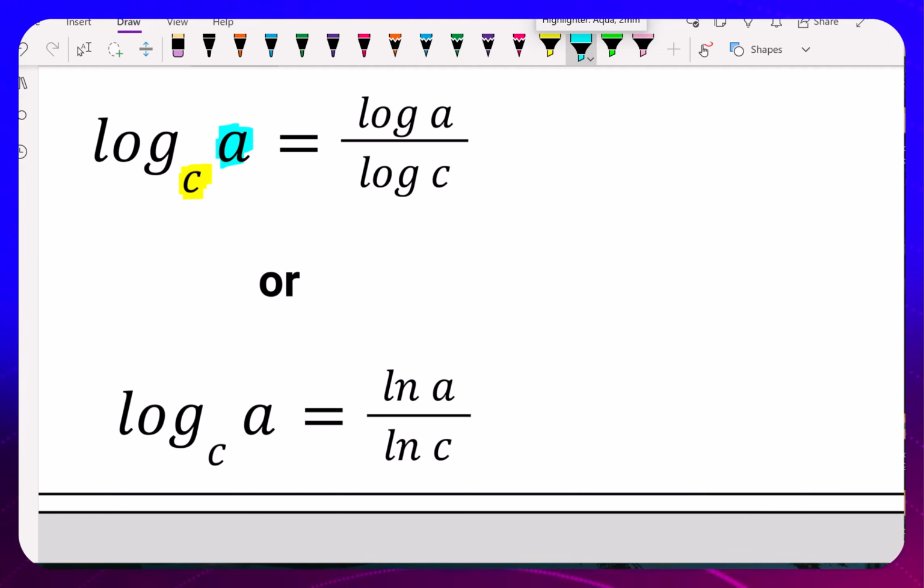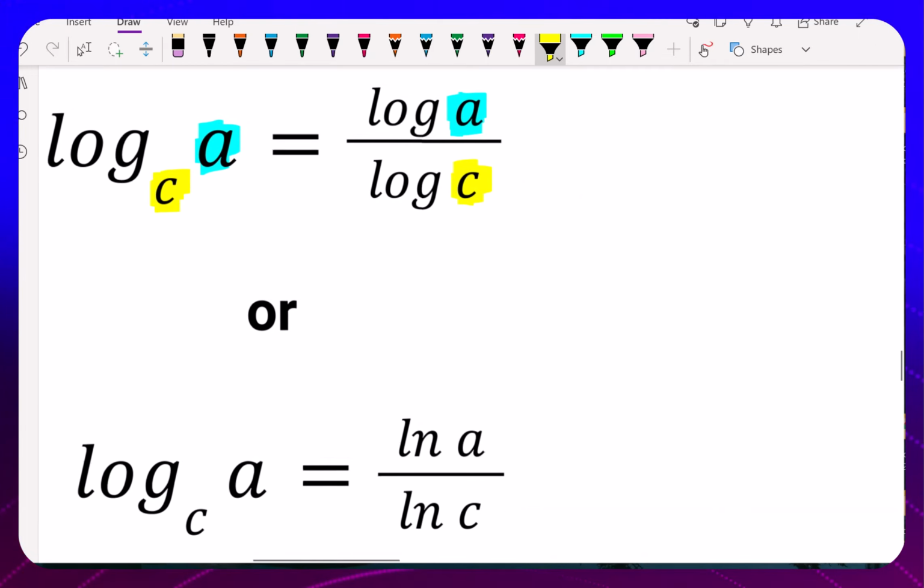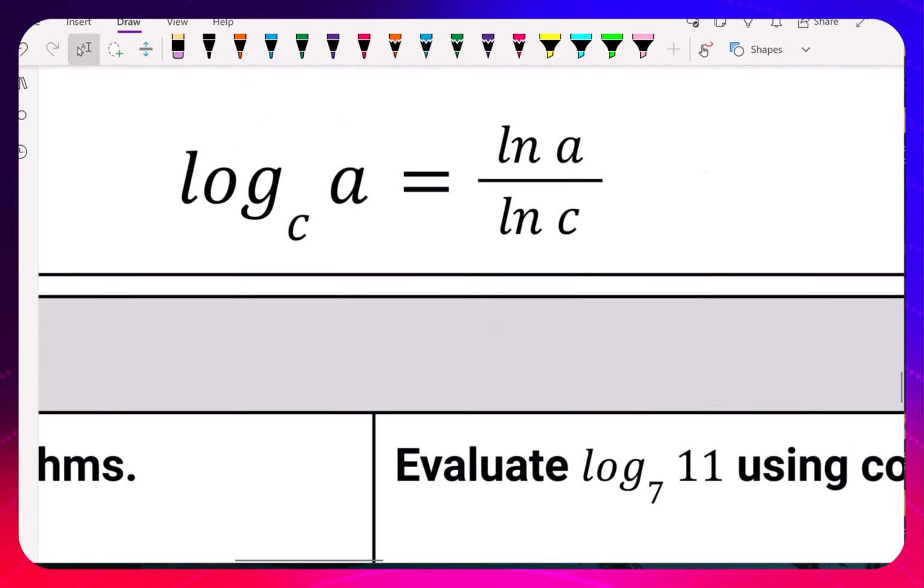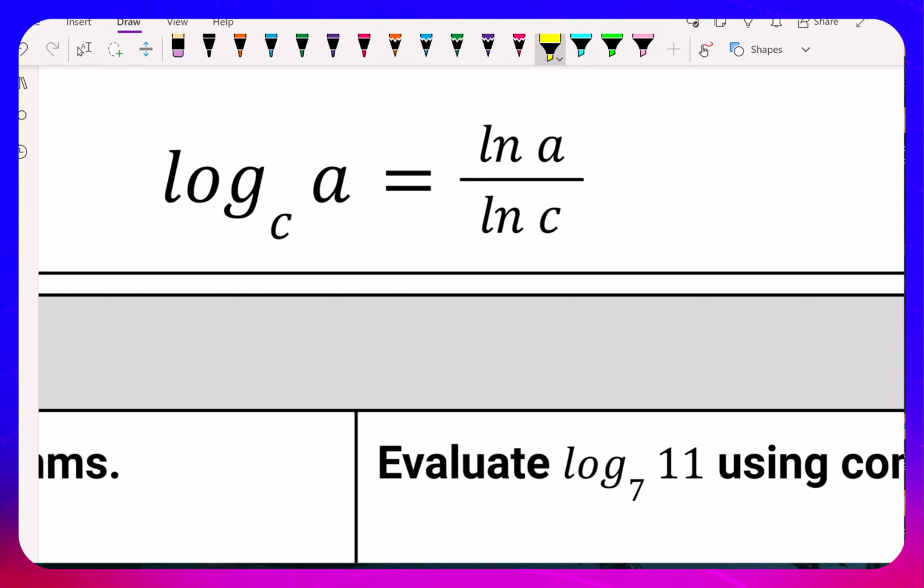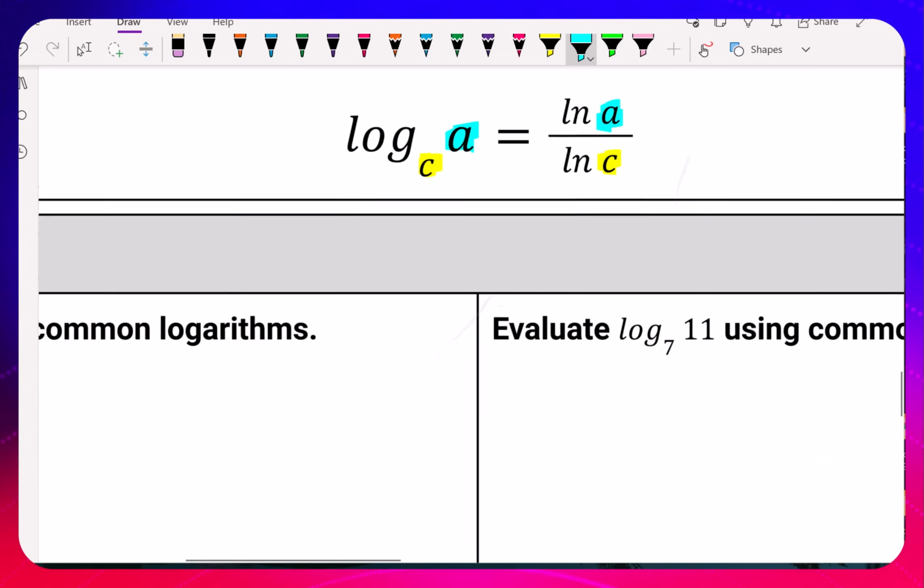So what you can do is you can either write it as a common log or you can write it as a natural log. But the rule is that whatever you're taking the log of goes in the numerator and the base of the logarithm goes in the denominator. So you can split this logarithm into two logarithms with A on the top and C on the bottom. And notice how you can do this trick with a common logarithm or with a natural log. Same thing. So base C goes here, and A, which is supposed to be blue, goes in the top like that.